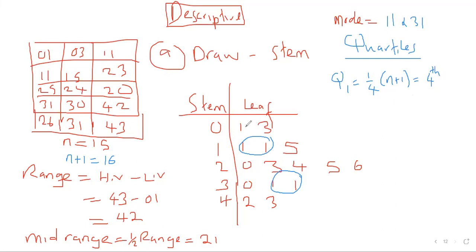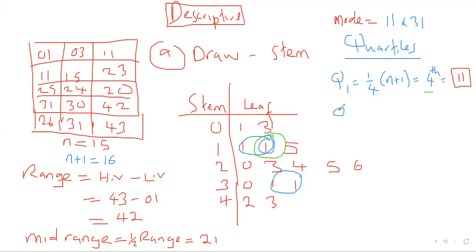So let's count the 4th number. 1, 2, 3, 4. What number is this? 11, correct. Since they are arranged in order, the 4th number is what you pick, which is 11. So 4 is a position, it's not the answer.